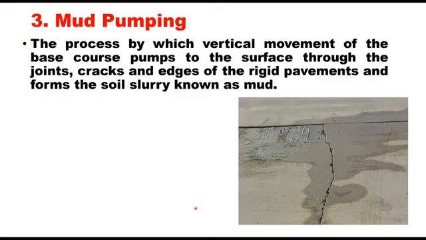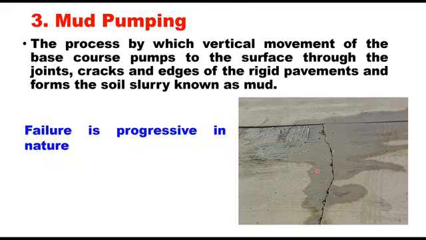Next is mud pumping. Water infiltrates through the joints, cracks and edges of the rigid pavement and forms a soil slurry known as mud. When a heavy load passes over the pavement, the mud is ejected out through the joints and cracks of the pavement, and that is called mud pumping. Due to repeated occurrence of mud pumping, there is considerable loss of fine-grained soil from the subgrade, and it results in lack of support at these points. The continued traffic movement further develops the cracking of pavement, and therefore the failure of rigid pavement due to mud pumping is generally of a progressive nature.